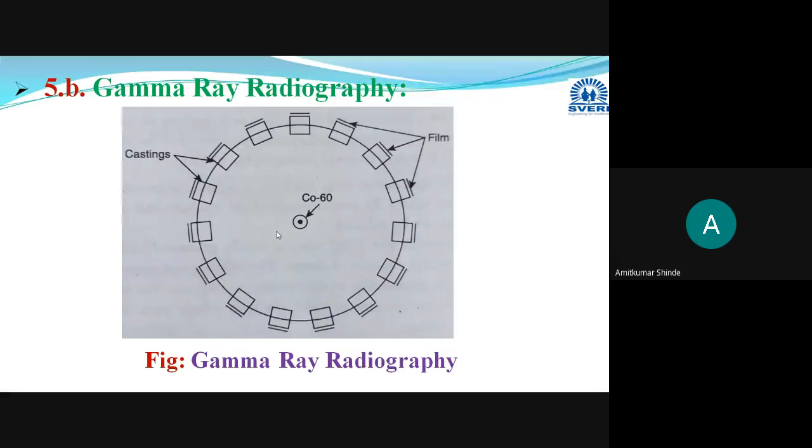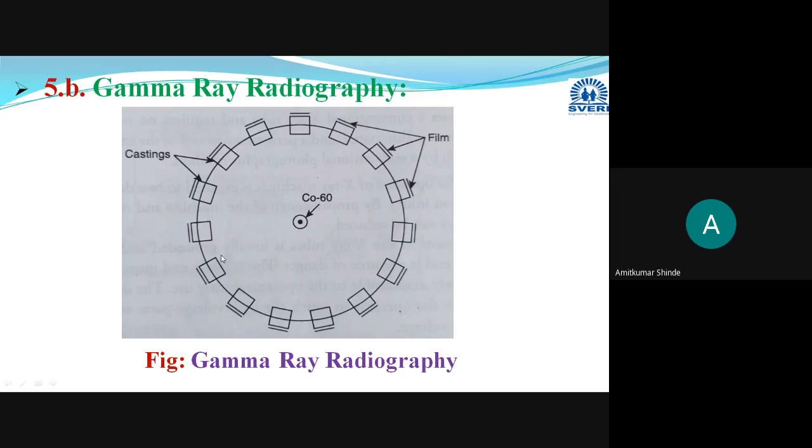In X-ray radiography, you can inspect only one component at a time, and when you are using gamma ray radiography, you can inspect a number of components. These are components only. Here you can put the source at the center. This is the cobalt 60, and in a circular arrangement you can put the test specimens, and these are the films. All these are the films. This is the test specimen. These are test specimens. This is the film, and from this cobalt we will get the gamma rays.